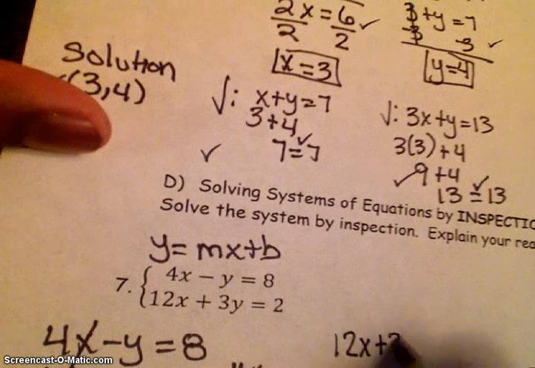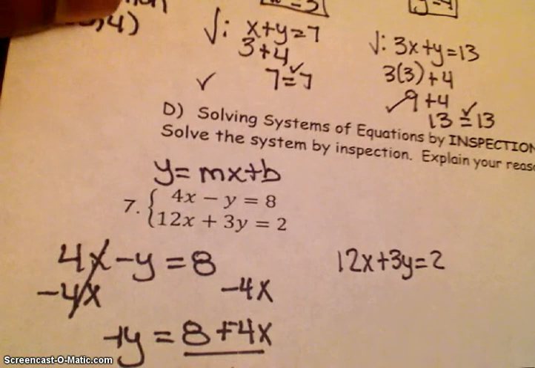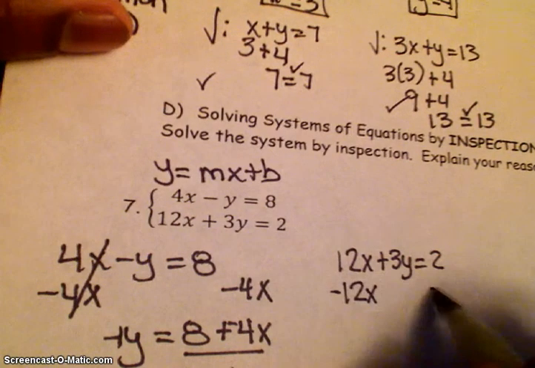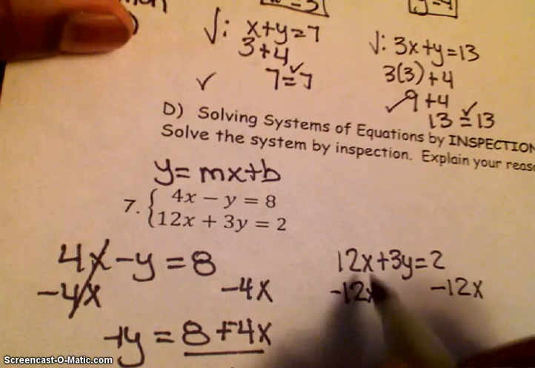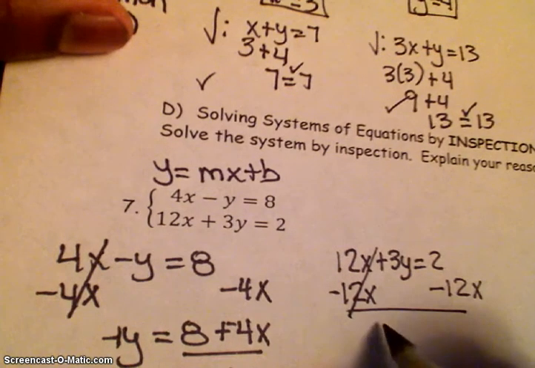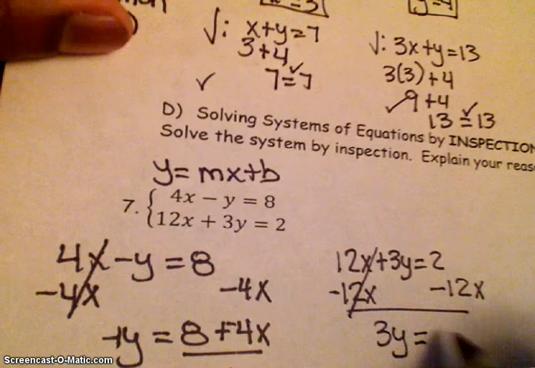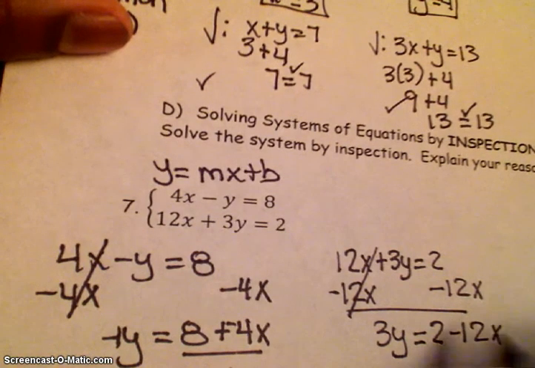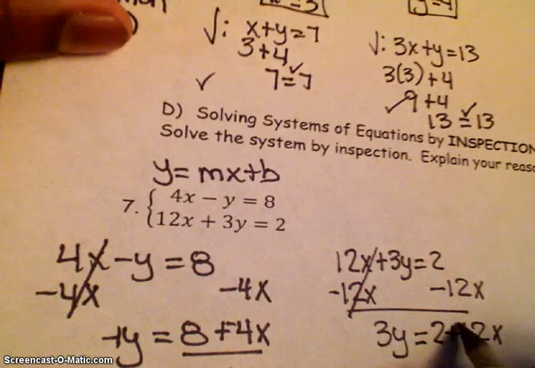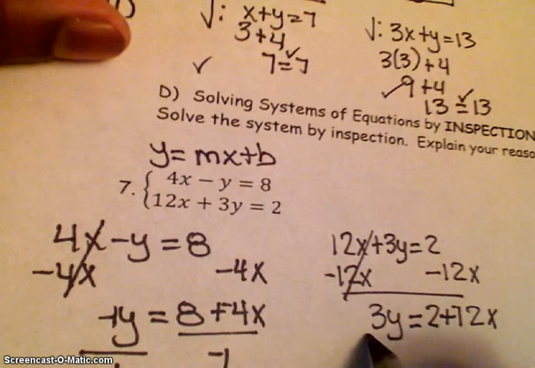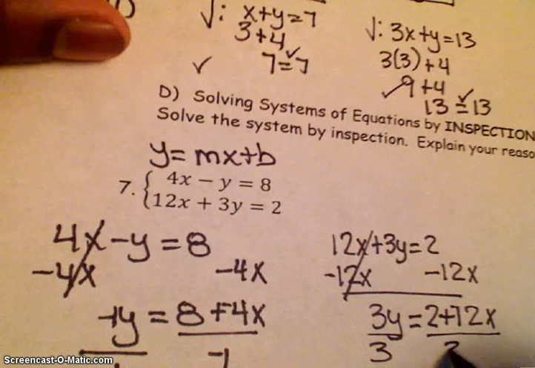Okay? Then I'm going to take the second equation, 12x plus 3y equals 2. Once again, I want to get y by itself. So I'm going to start by getting rid of the 12x by subtracting it from both sides. 12x minus 12x simplifies to be 0. Then I have 3y equals 2 minus 12x. Let's change that minus to add the opposite. And so I'm going to divide to get y by itself. I'm going to divide both sides by 3.